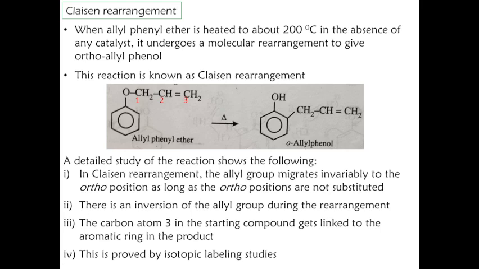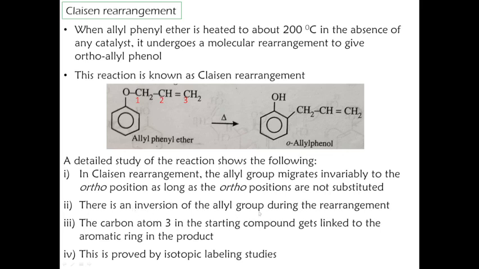A detailed study of the reaction shows the following. They have studied how the reaction actually takes place and what the mechanism of the reaction is. In Claisen rearrangement, the allyl group migrates invariably to the ortho position as long as the ortho positions are not substituted. In this case, you can see that the two ortho positions are vacant, there are no other substituents. So when this rearrangement takes place, the allyl group has the possibility to migrate towards the ortho position, and that is why here we are getting ortho-allyl phenol.